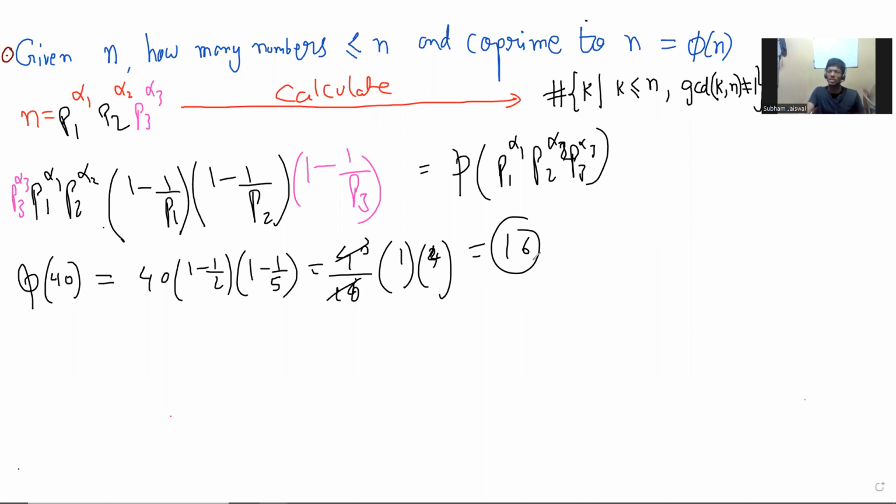And you can just use this method. For example, if I just ask you, calculate 27 to the power 1000, find the remainder of this when divided by 40. You'll find numerous exercises like this.